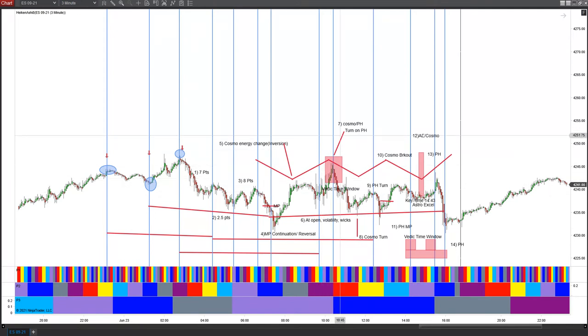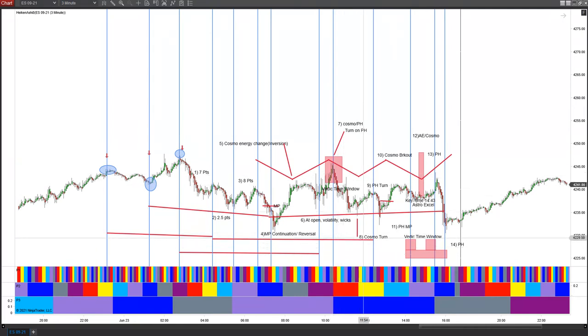Number 7 up here, we've got the Cosmodyne turn and the pH within 4 bars of each other. On this particular trade, the market respected the pH time, and we got the reversal bar right after that. 1 bar after that triggered into a nice short.